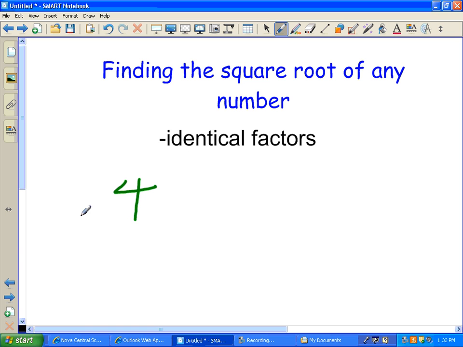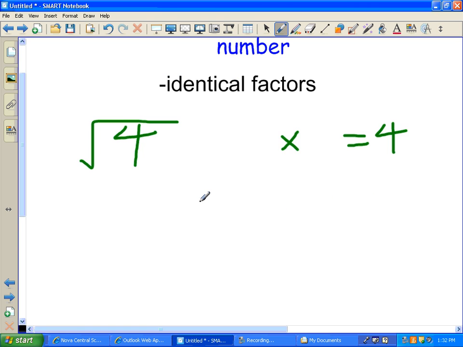And if we want to find the square root of 4, what we're really saying is what two numbers multiplied together will give you 4, and they must be the same numbers. So if it's 5, then it must be 5 times 5. If it's 3, then it must be 3 times 3 to give you 4. Now in this simple one, you probably could recognize that 2 times 2 will give you 4.